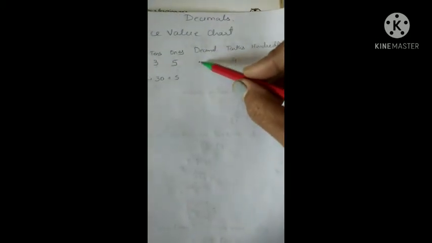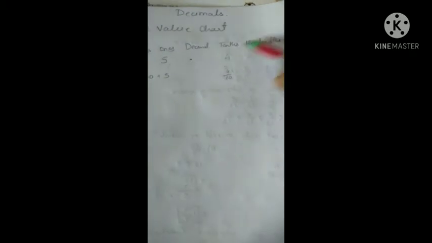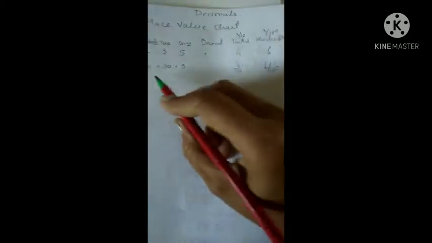So here after this point, 10th place is there, 100th place is there. 10th place means 1 upon 10, and 100th place means 1 upon 100, right? So if there is 4 in 10th place, then it will be 4 upon 10, and if it is 6 on 100th place, then it will be 6 upon 100, right? This way you have to write the number.